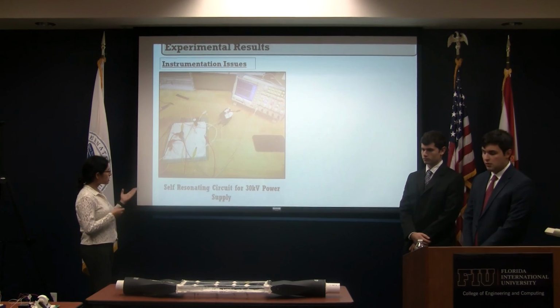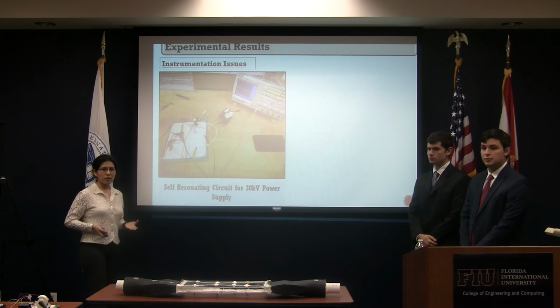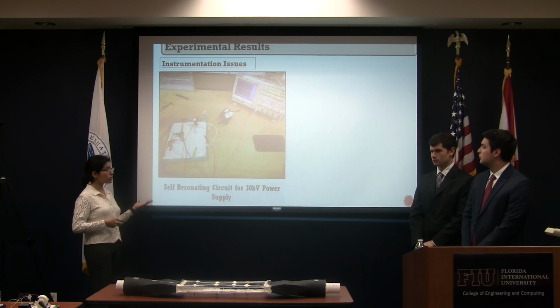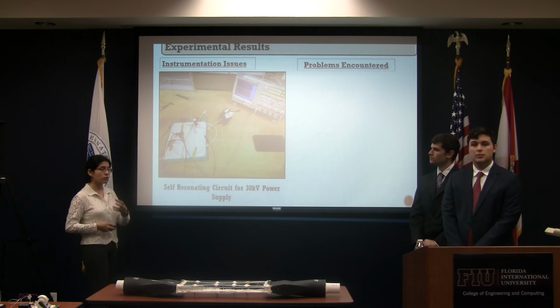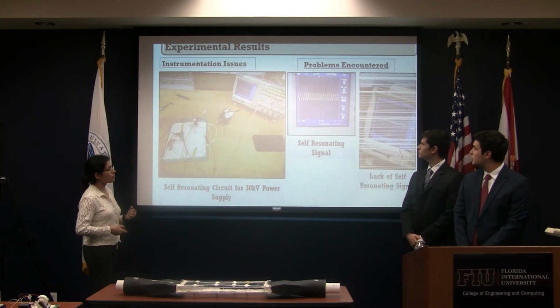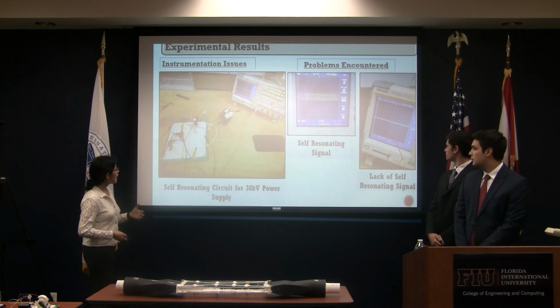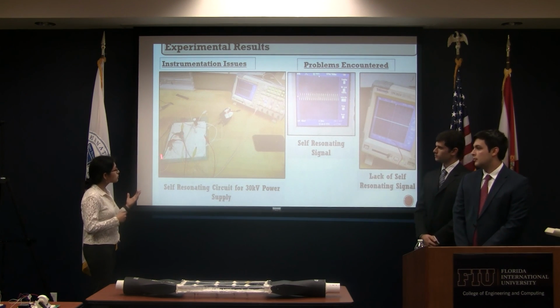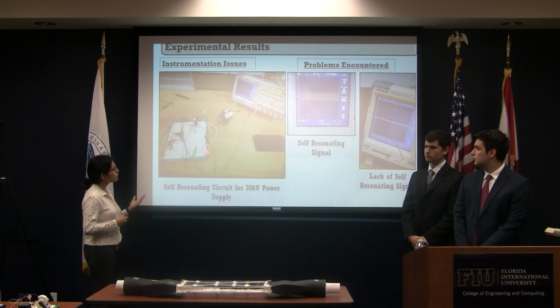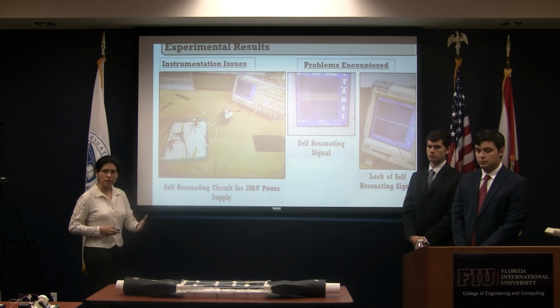As a consequence, we decided to build our own 30,000 volt power supply. This works with a self-resonating circuit. However, we also ran into some issues. A self-resonating circuit is supposed to give you this type of signal, but we wouldn't be getting any. This would mean that the power transistors that we're using are not resonating, and therefore they are not generating the frequency needed for the transformer to generate that high voltage.